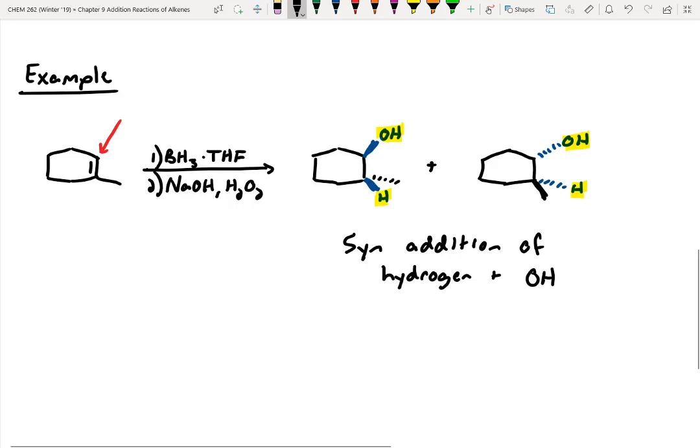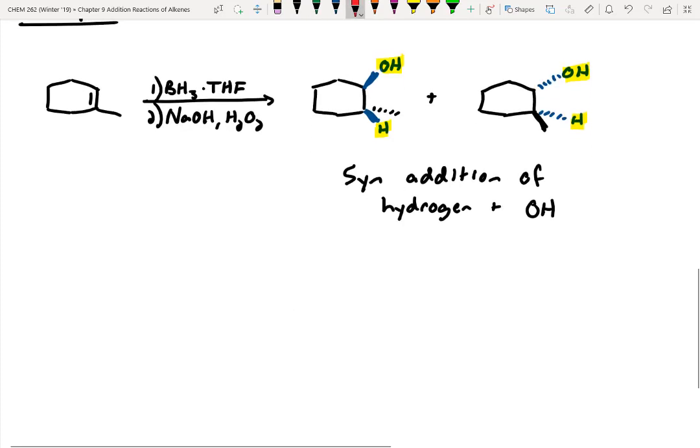All right, I'll show you a really simple trick, too, that students use as just a memory aid. And that is, if you see peroxides, you should think of anti-Markovnikov addition.